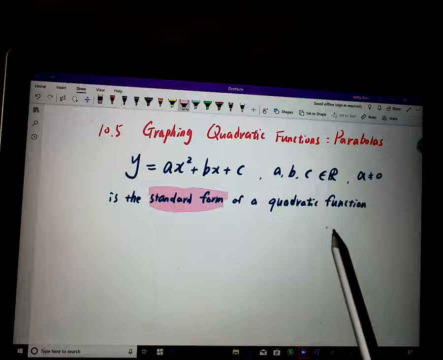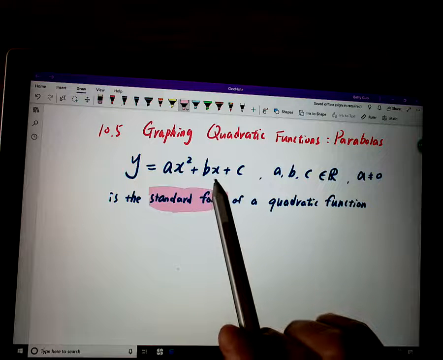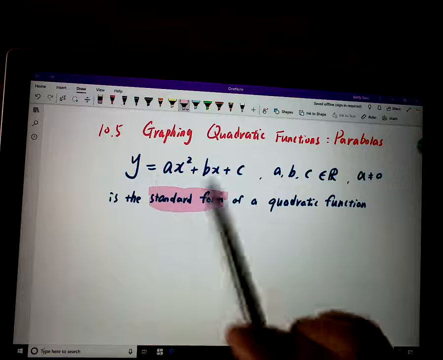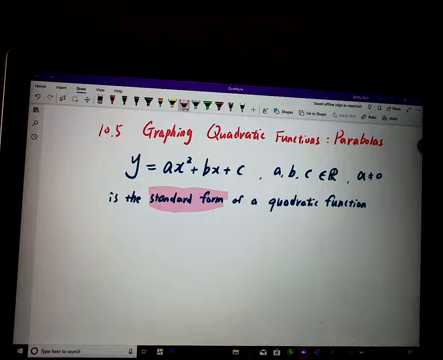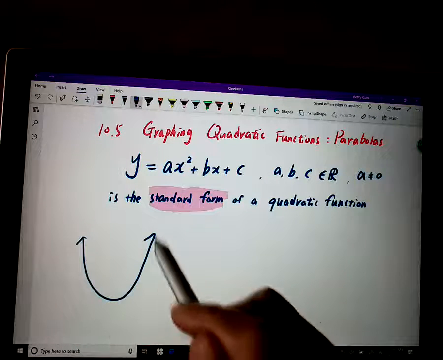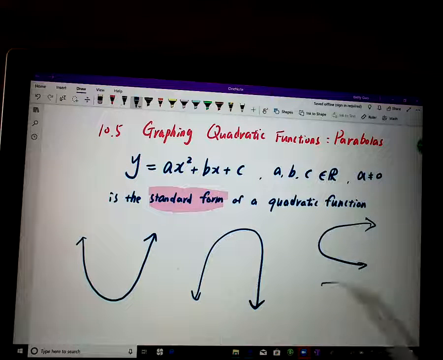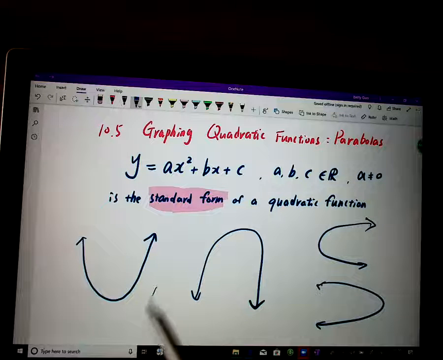This equation is the standard form of a quadratic function. In the standard form, on the left-hand side we have a y, and on the right-hand side we have a quadratic trinomial: leading term, middle term, constant term. The focus of this section is the graph of a quadratic function. The graph of a quadratic function is a parabola. We know what a parabola is, right? This is a parabola. This is a parabola. This could be a parabola. Or even this way, this is a parabola as well.